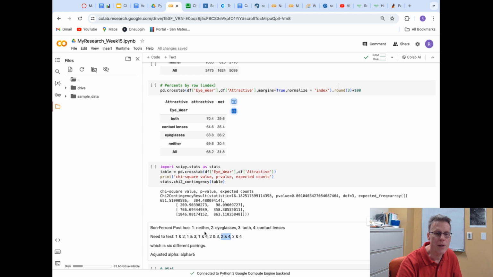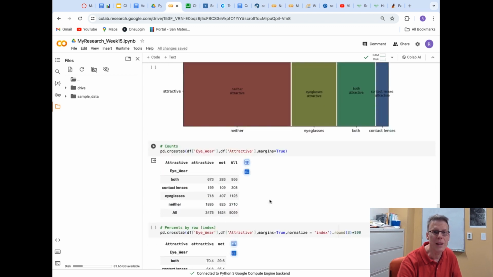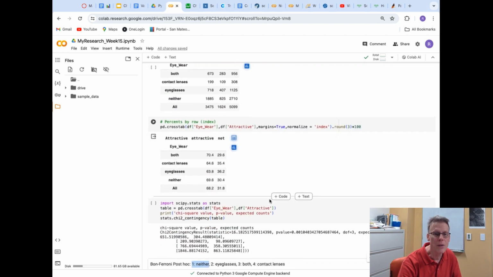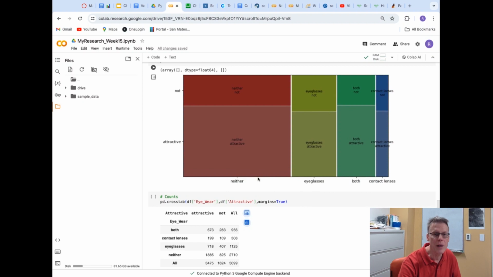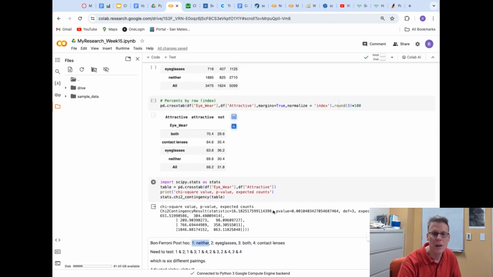Right? So I laid those out here and I was very explicit about what I was considering category 1 and category 2 and category 3 and category 4. I was using this plot here to go neither, eyeglasses, both, contact lenses, just like it shows up here. Neither, eyeglasses, both, contact lenses.